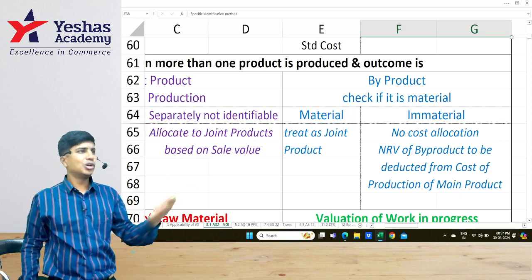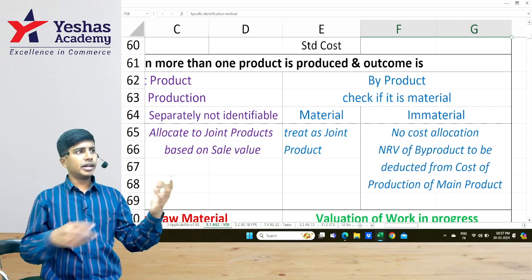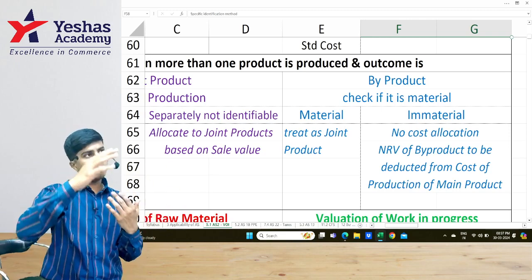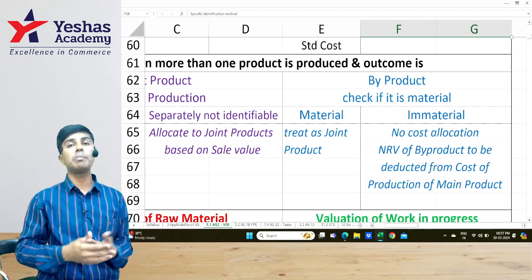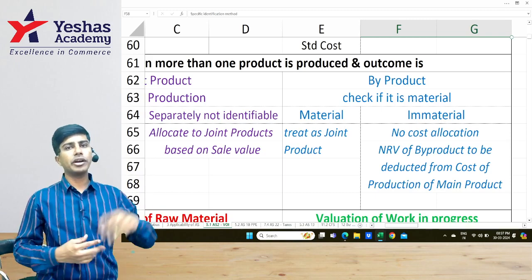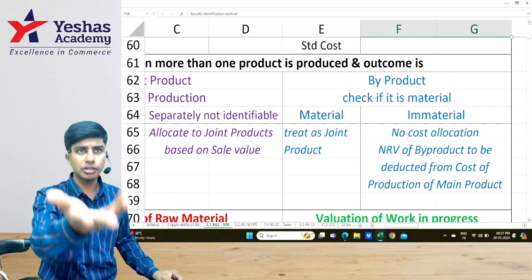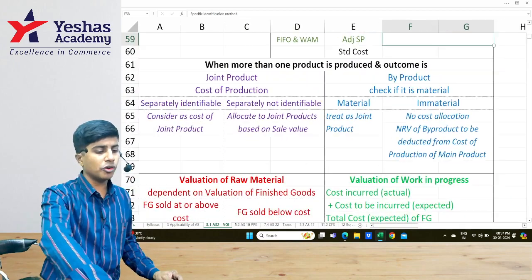After some time, I told you a beautiful example, if I remember, cocoa powder. So if in case this byproduct ends up becoming a material product, then don't treat it like a byproduct. Treat it like a joint product. Allocate cost to it on a reasonable basis. You get that? That's with regard to joint product and byproduct.